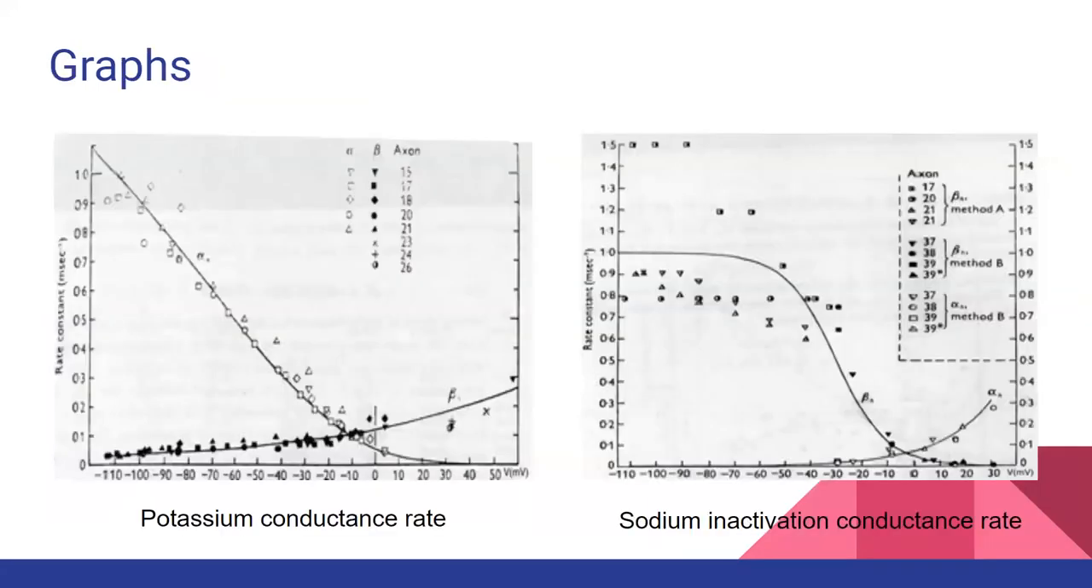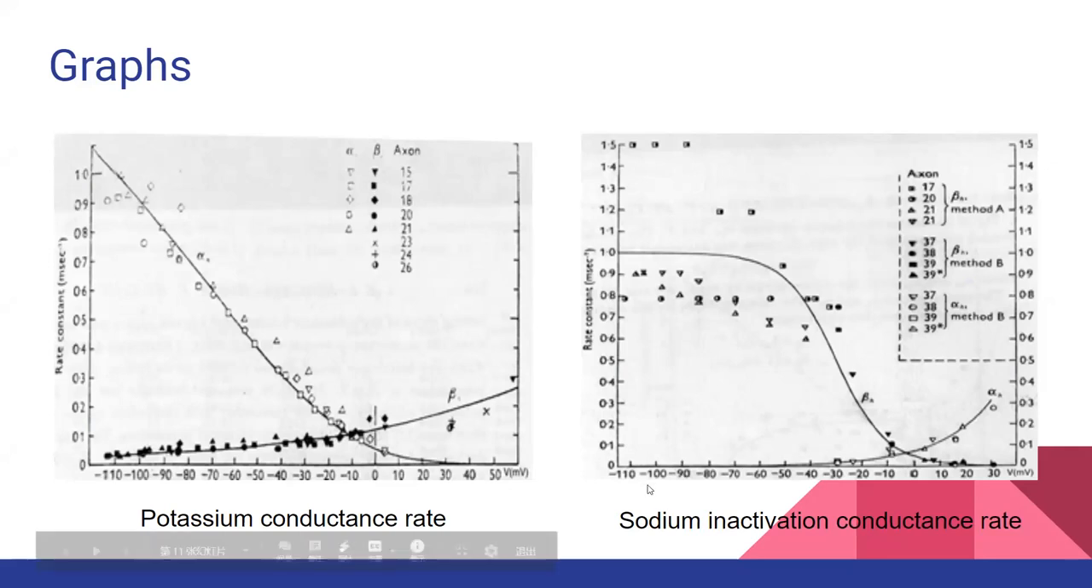Okay, and then there are two graphs of the Hodgkin-Huxley model. The first one is the potassium conductance rate, and the second one is the sodium inactivation conductance rate. So the first graph is used to determine the values of the potassium conductance rate constants alpha and beta. And the second one is used to determine the values of the sodium inactivation conductance rate constants h, alpha and beta.